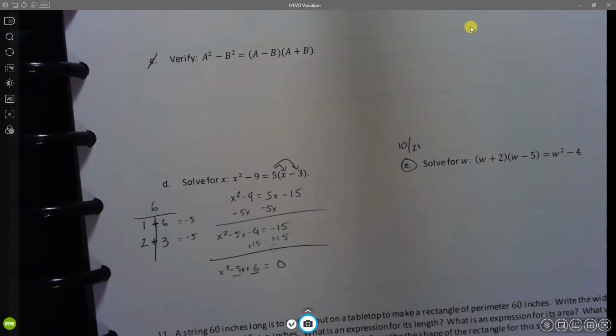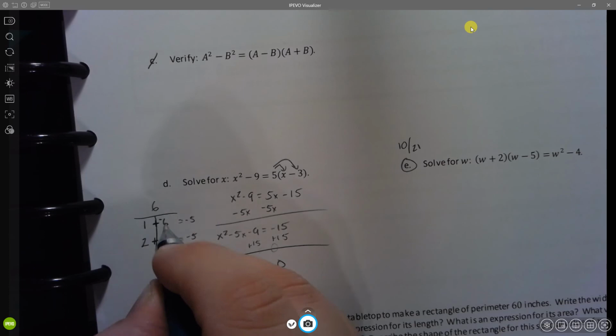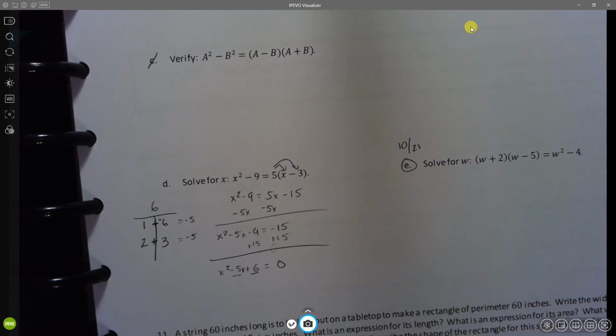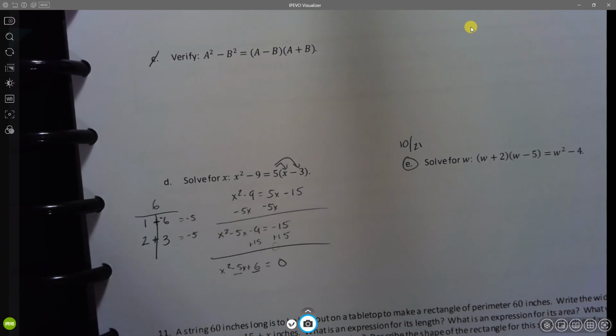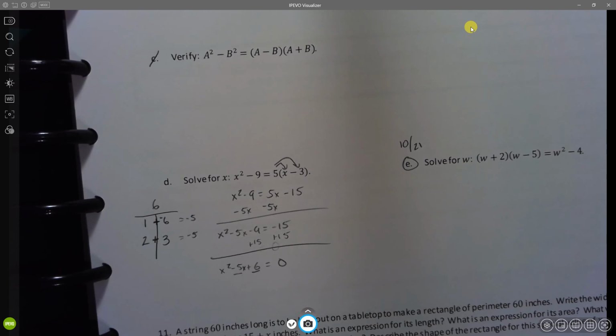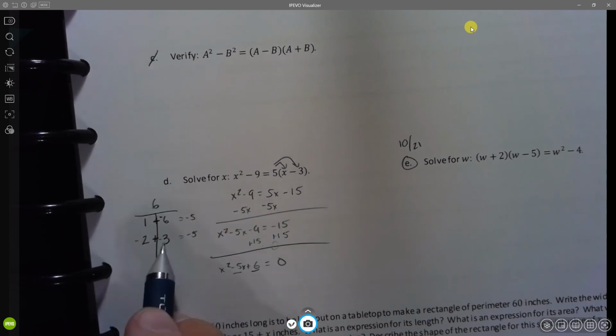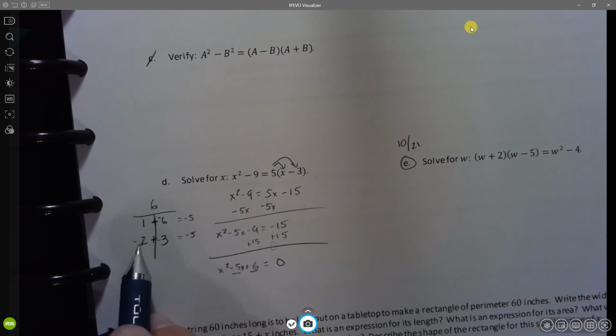Now that means I could do any combination of positive and negatives. Well, 1 plus a negative 6 gives me a negative 5. That's true. But does 1 times a negative 6 give you a positive 6? Does not. What about a negative 2 plus a negative 3? Negative 2 plus a negative 3 does give me a negative 5.